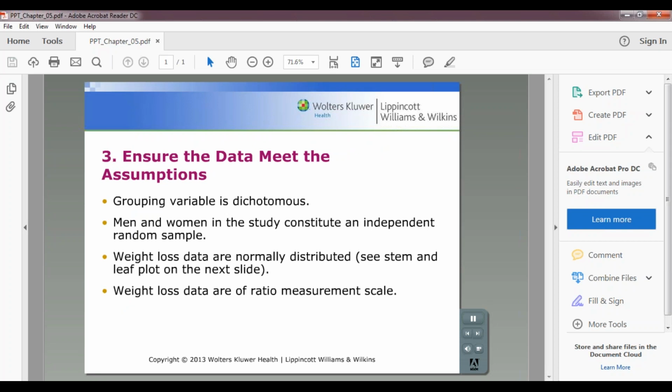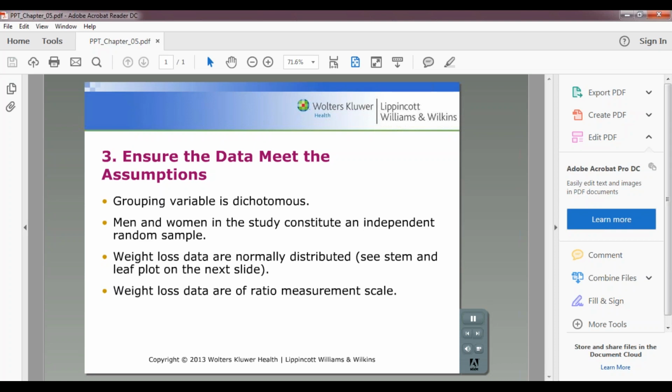One, that our grouping variable is dichotomous. We have the males and females. Okay, we're going to understand that it is from an independent random sample. All right, that's a methodological approach to collecting the data. That doesn't have anything to do with statistics at this point.